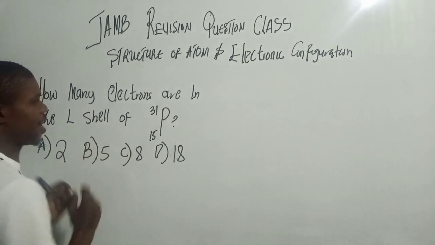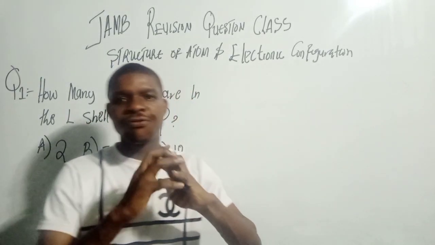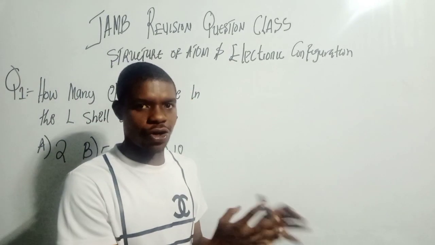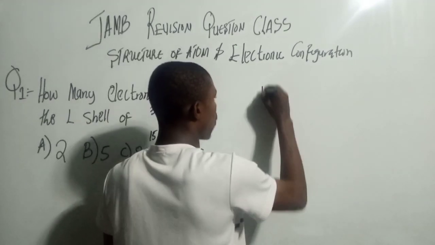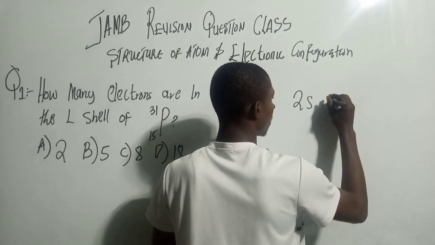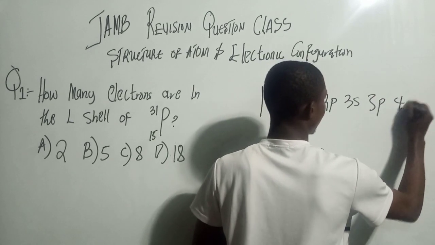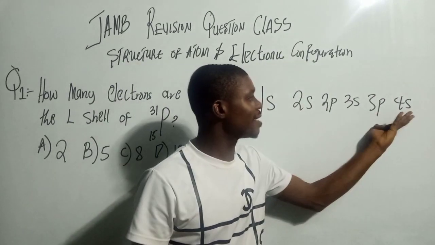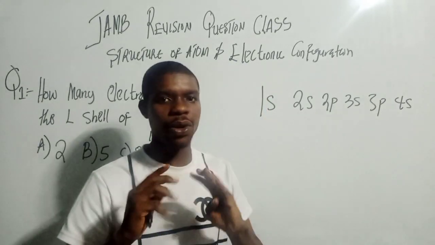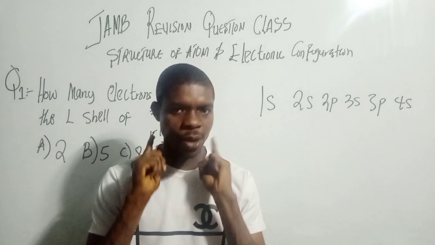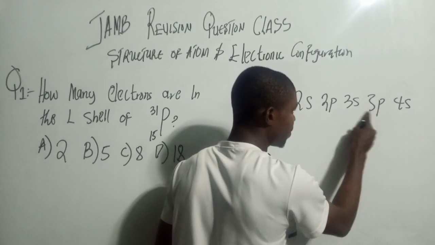Before you can understand this, you must understand how to write electronic configuration. From my research and observation, you need to master this one here: 1s, 2s, 2p, 3s, 3p, 4s. You need to master this. They don't exceed more than this when it comes to your JAMB, so this is what I observe. So here we have 1s, 2s, 2p, 3s, 3p, 4s.